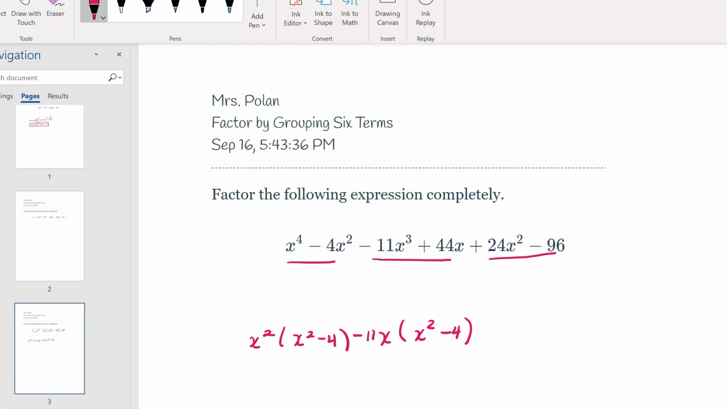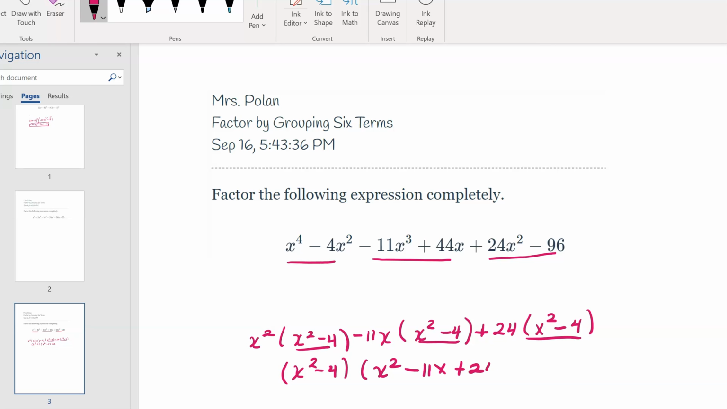And now let's go to the last term. What's in common to 24 and 96? Well, I know that 24 times 4 is equal to 96, so I can actually factor out that positive 24. I notice that I have a GCF of x squared minus 4, so I'm going to factor that out. And I'm left with x squared minus 11x plus 24.